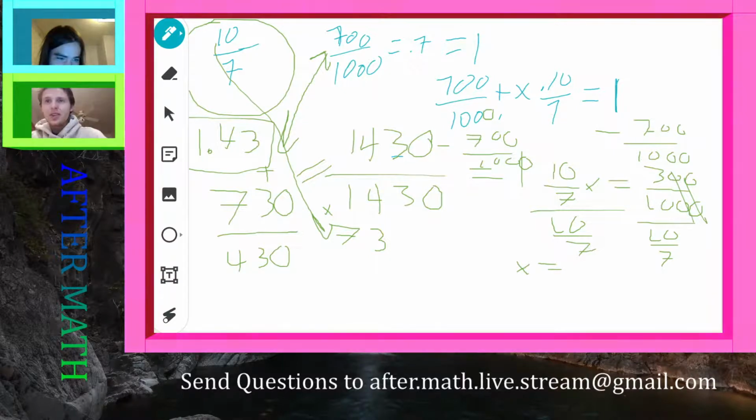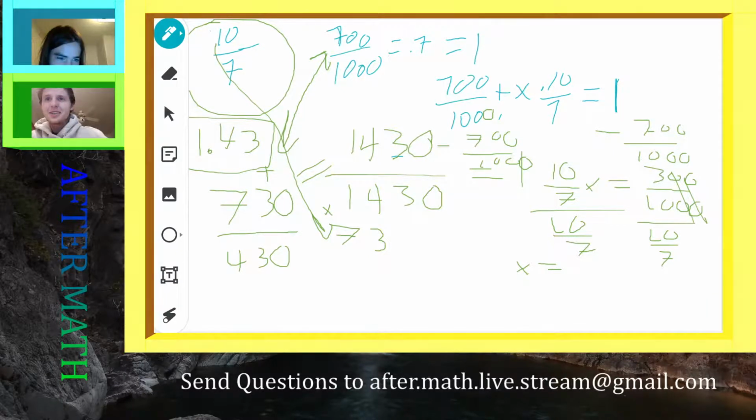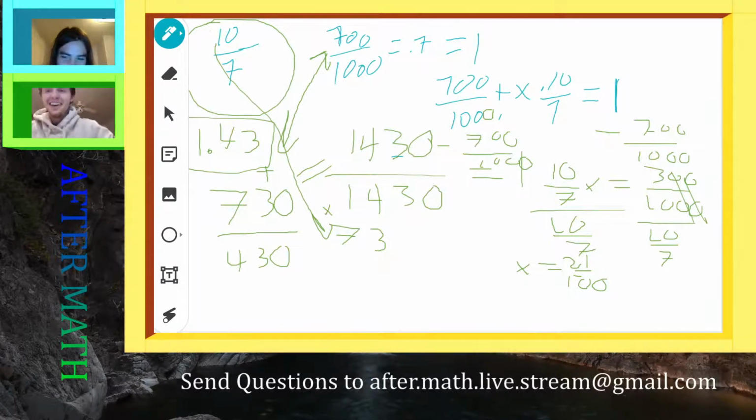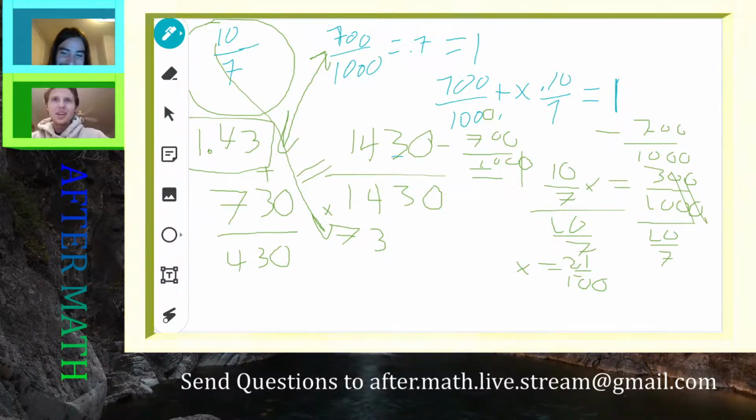No, 21 over 100. Wait, Jaden, what did we do? That's not right either. Oh yeah, it'd be over 100. There's no way that's right. So we need to ask ourselves, what does x represent in this situation?